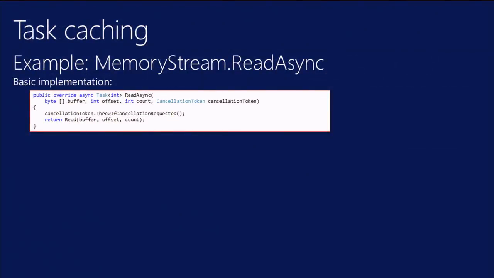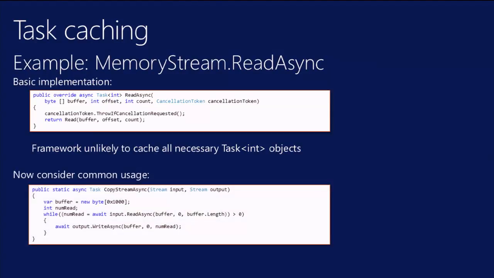And so if you look here at MemoryStream ReadAsync, right, this is that ReadAsync implementation we talked about before. It's just going to call the synchronous Read method, right? It does some checking on the cancellation token first to be a good citizen, and it just calls the synchronous Read. And this is a perfectly fine implementation because that Read call is going to be super quick. And so the thing is, the ReadAsync call here returns task of int to say how many bytes it read. And you wouldn't want the framework to cache every task of int that happens to flow through this method.